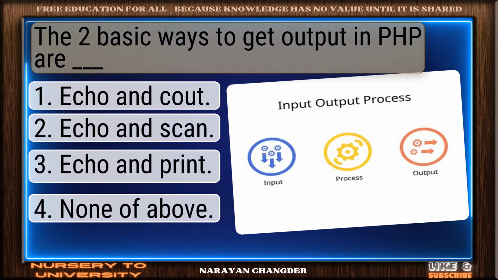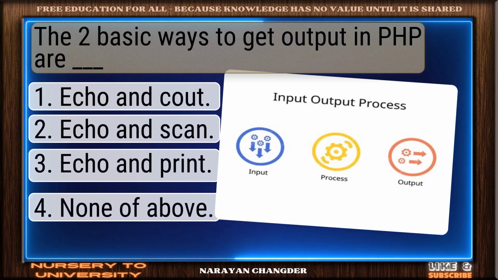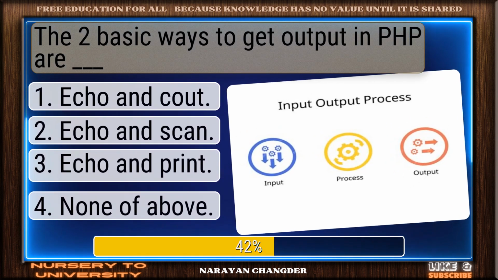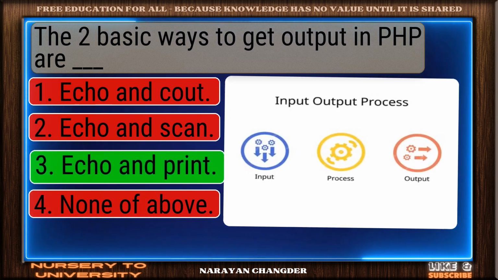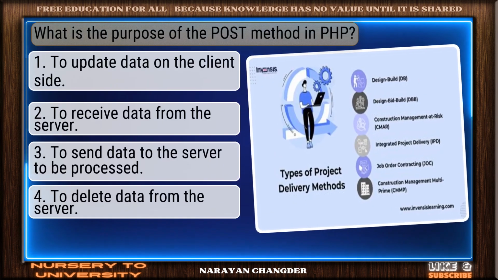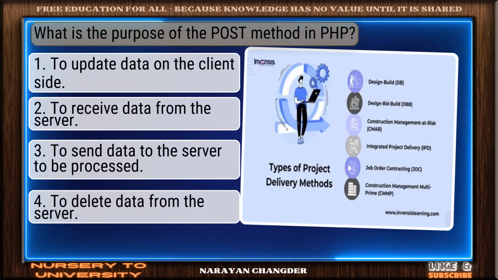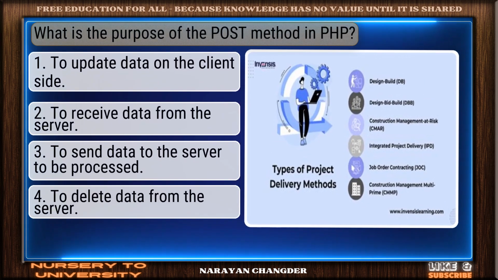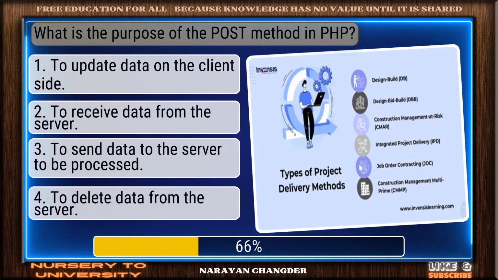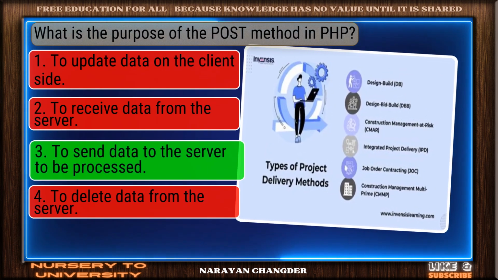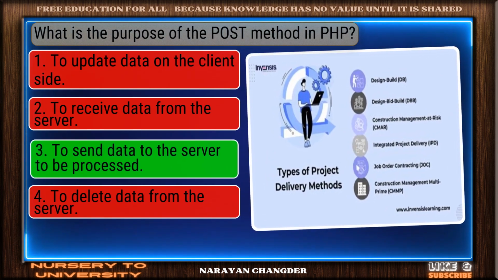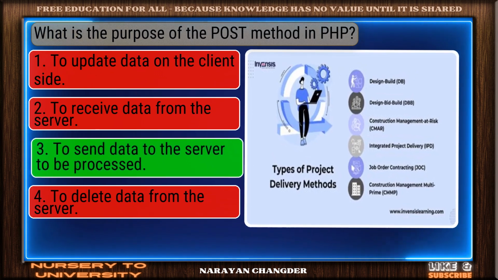Question number 23. The two basic ways to get output in PHP are dash. On track. Echo and print is the correct answer. Question number 24. What is the purpose of the POST method in PHP? Right again. To send data to the server to be processed is a valid answer.